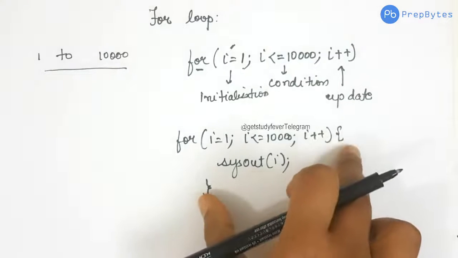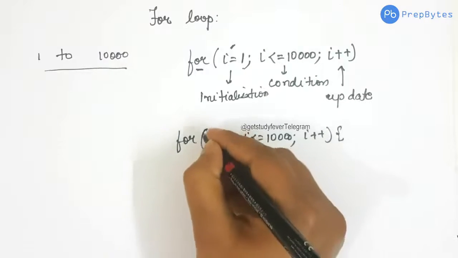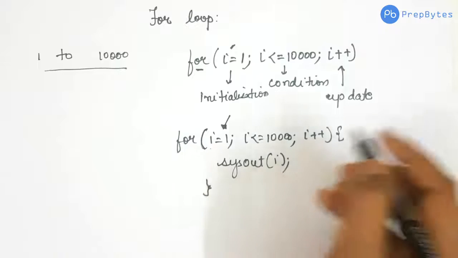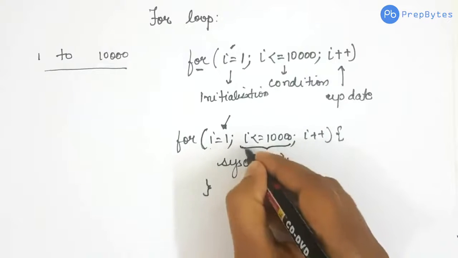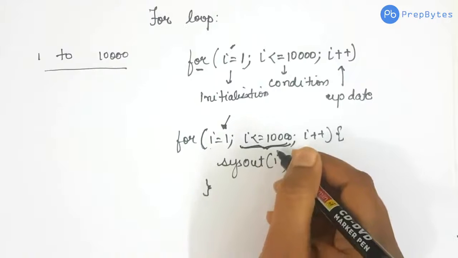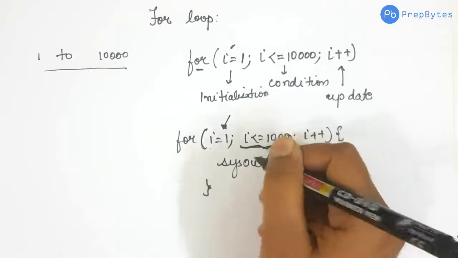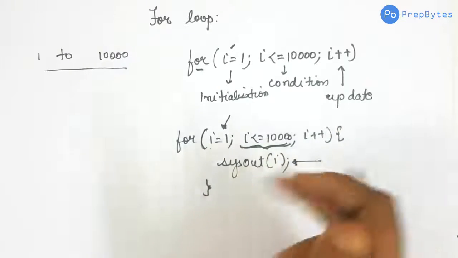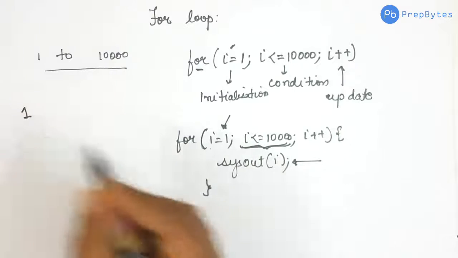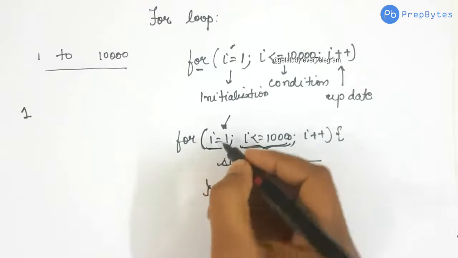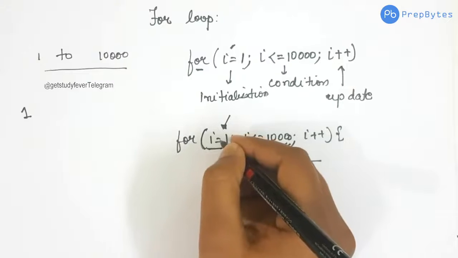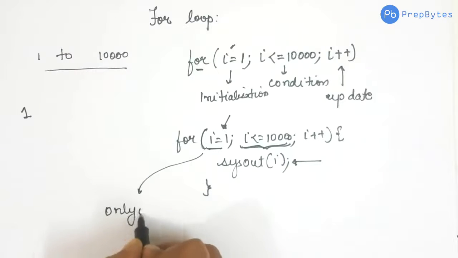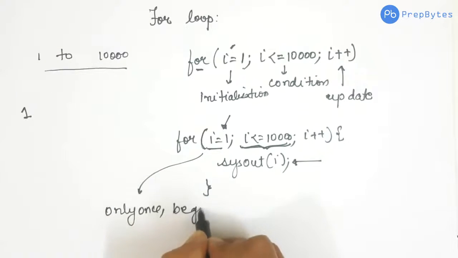Now let's see how the for loop runs. What happens is that first this initialization is done, i = 1 is done, then this condition is checked, and this condition is true. Now as soon as the condition is true, we come here, and the for loop body is executed. Let's say I print 1. This initialization statement is executed only once at the beginning of the loop.